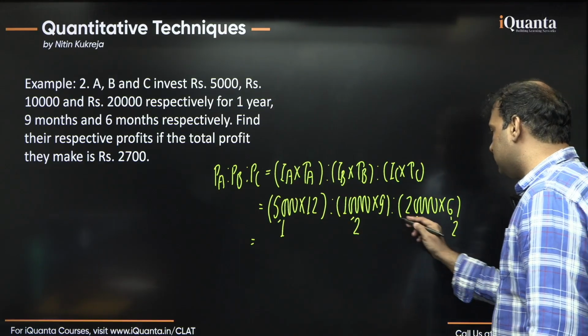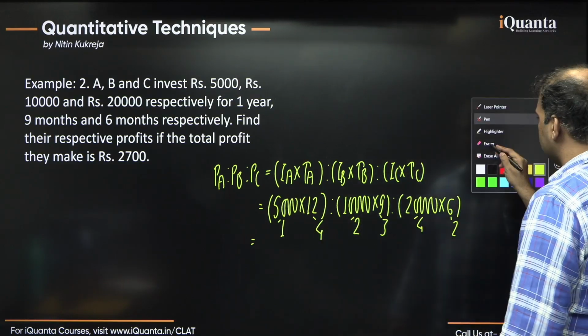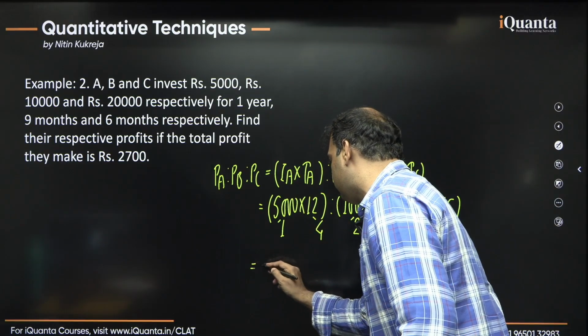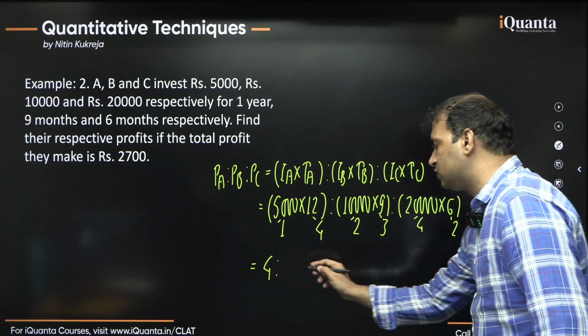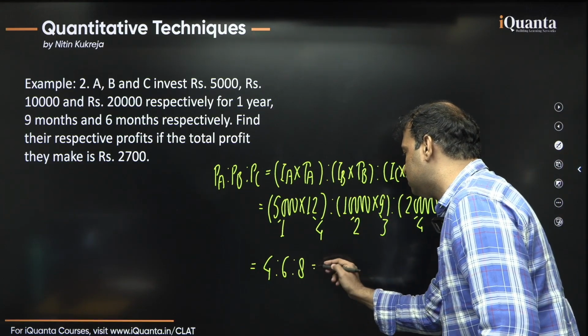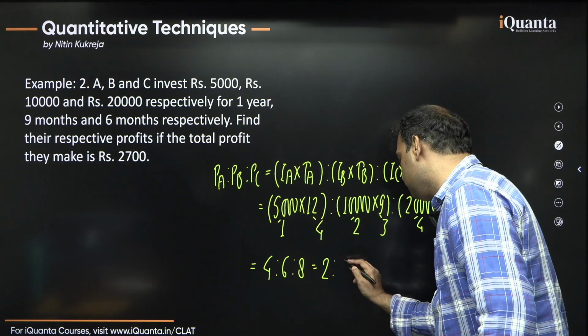So 3 2s are, 3 3s are, and 3 4s are once again. All right guys, now look at this. What is happening here? We have 1 into 4, which will be 4, is to 2 into 3, which is 6, is to 4 into 2, which is 8. So guys, again you see 2 is common in this for sure. So it will be 2 is to 3 is to 4.